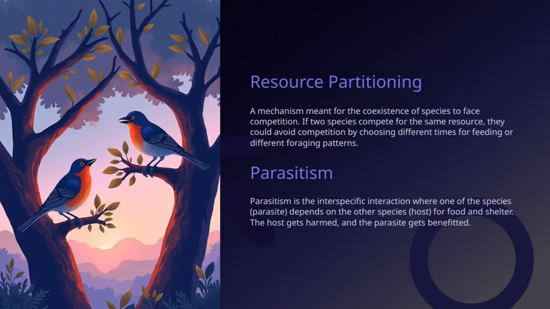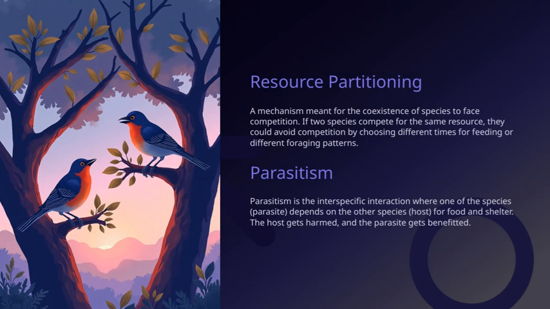Now, moving on to resource partitioning, this concept is all about how species coexist without directly competing for the exact same resources. When two species are competing for the same thing, one way they can avoid intense competition is by dividing their resources differently. For example, they might feed at different times of the day or use different foraging patterns. This way, they can share the environment more peacefully and sustainably.